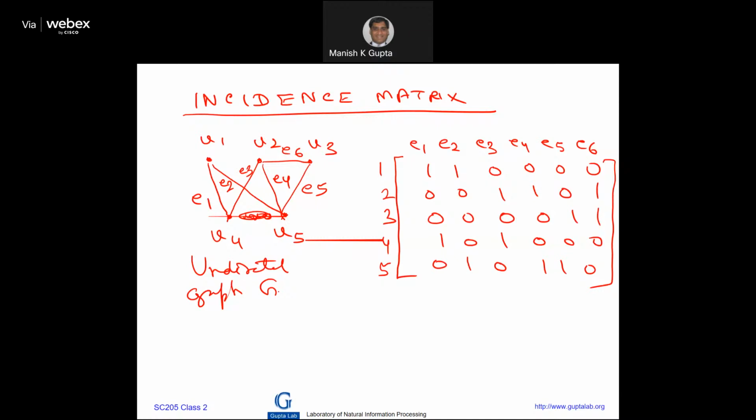Again, there is a matrix. Beautiful things can be done out of the matrix, right?